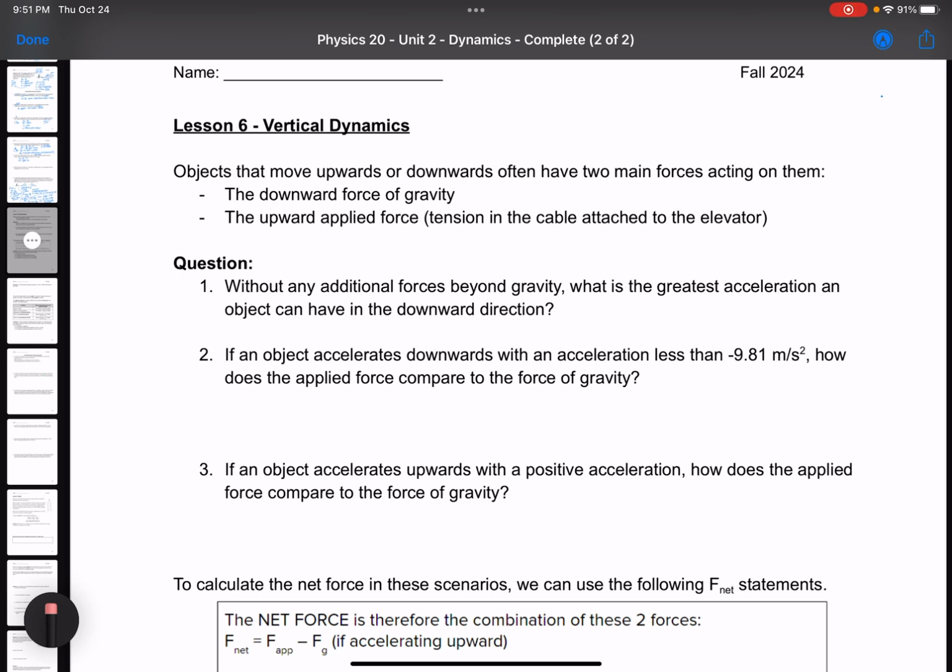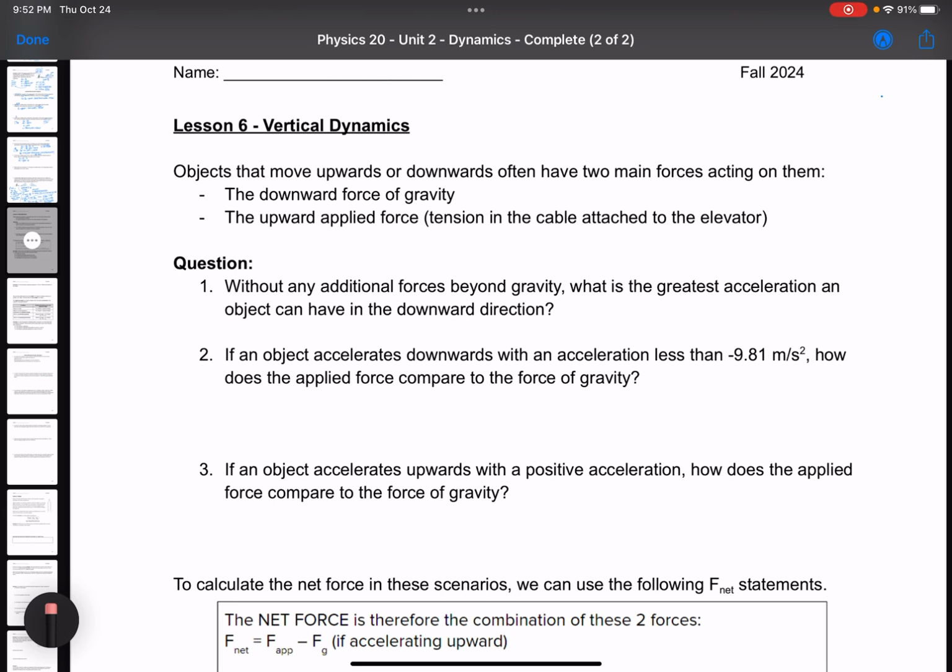So in this video we are going to start looking at how forces apply when objects move up and down vertically. Okay, so the title kind of says it all here. Objects that move upwards or downwards often have two main forces acting on them. So we have the downward force of gravity. That's always going to be there. There's no way to get rid of that.